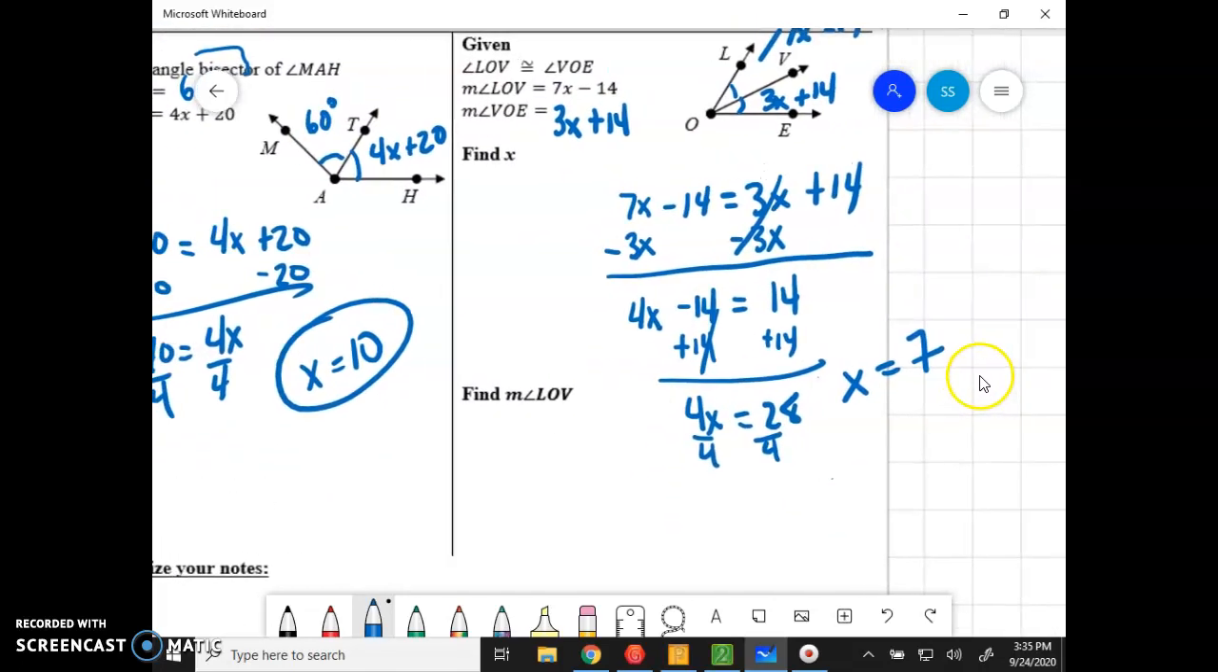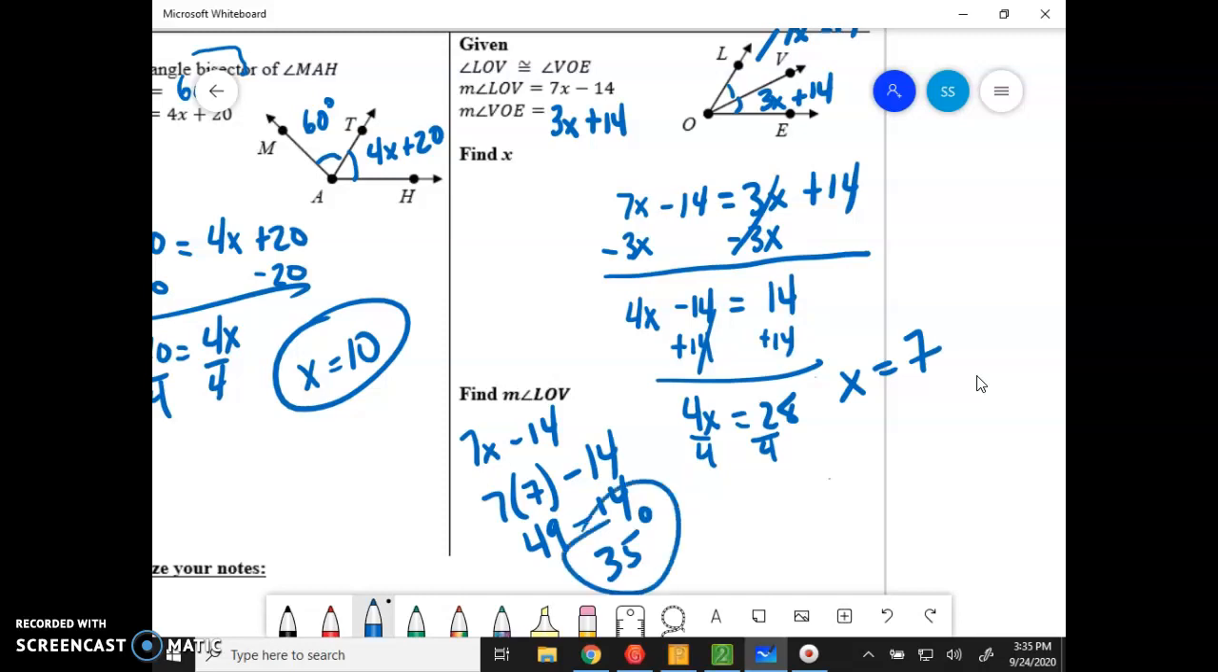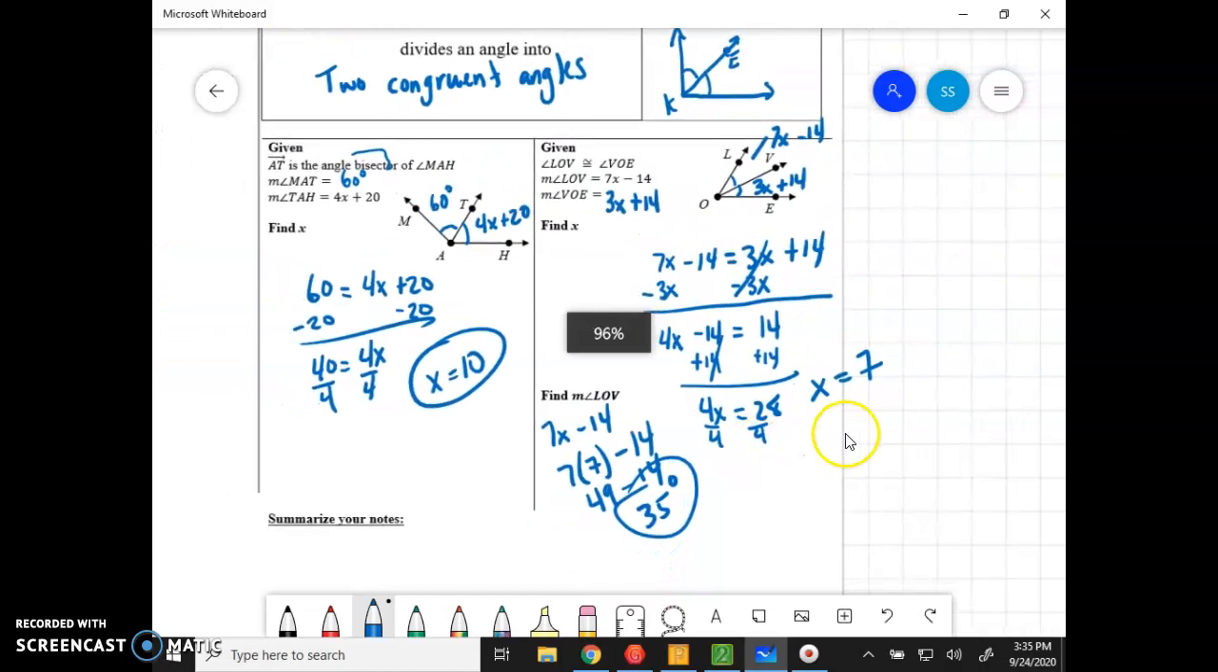Okay, but we're not quite done there. It says we also need to find the measure of LOV. Well, LOV, it says up here, was 7x minus 14. But we know what x is, so we can just substitute that in. 7 times x, which is 7, minus 14. 7 times 7 is 49, minus 14 is 35. And this is a measure, so this is talking about degrees. So we got x is equal to 7, and the measure of LOV is 35.